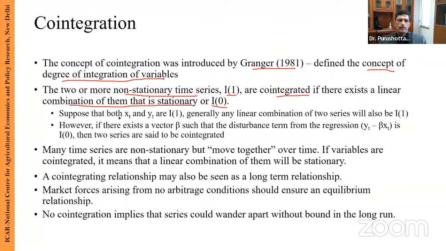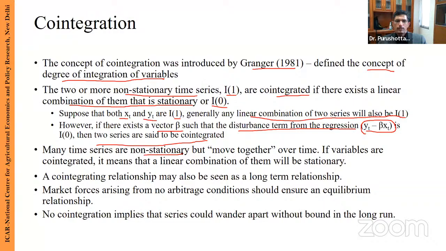Suppose both x and y are I1. Generally, a linear combination of two will be I1, in general, whatever we go for in regression. However, if there exists a vector b such that the disturbance term from the regression is I0, then the two series are said to be co-integrated. This is the theory of co-integration, which we are going to test in our practical example also.